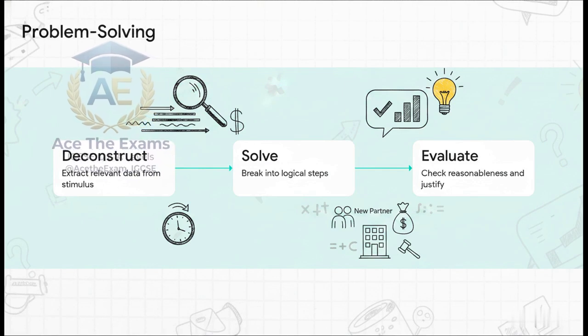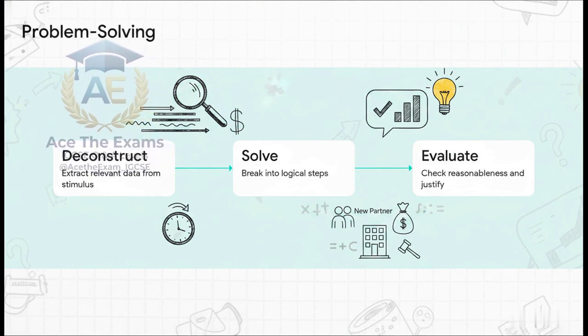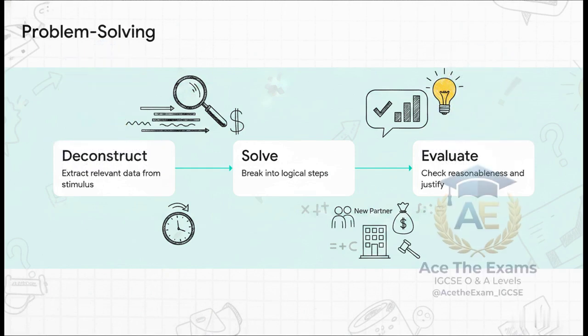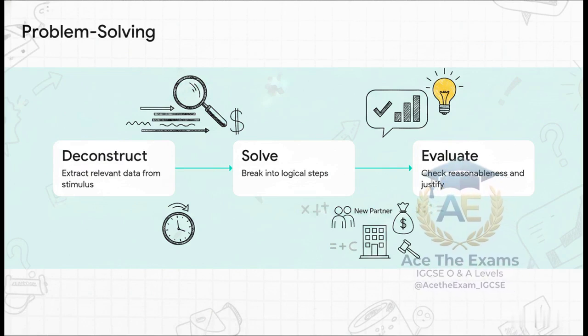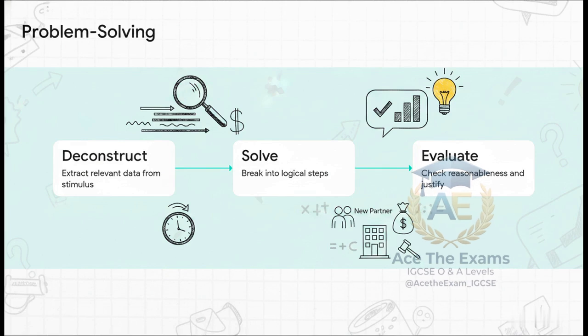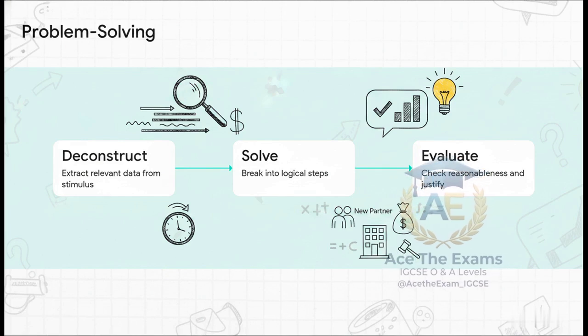Step 2. Break the problem into logical steps and solve systematically. For example, explicitly calculate the exact capital injection needed for the different entity types before you start writing your essay. Step 3. Check reasonableness and justify your recommendations. You have to explicitly state why one option is superior based on the data.